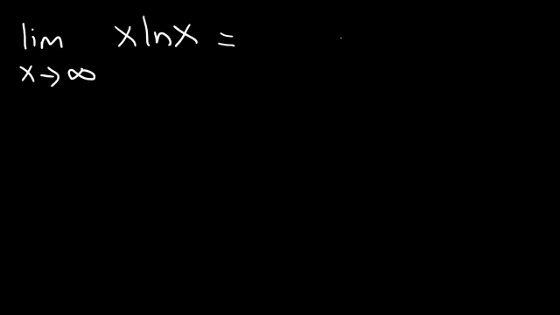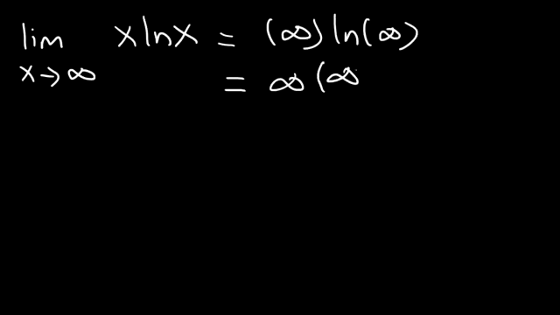Now what about this problem? What is the limit as x approaches infinity of x times ln x? So if we use direct substitution, we can replace x with infinity and we'll have ln infinity as well. The natural log of infinity is infinity. And if you multiply a large number by another large number, you're going to get an even larger number. So infinity times infinity is infinity. Therefore, this is the answer.